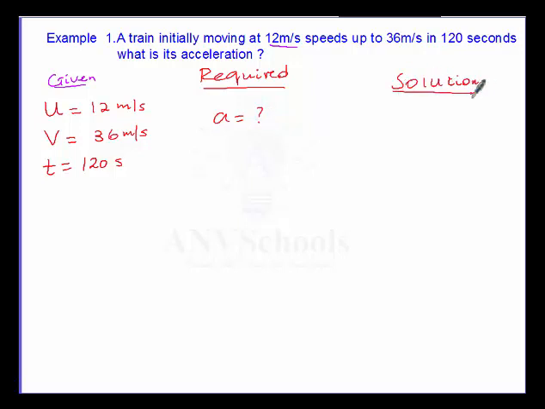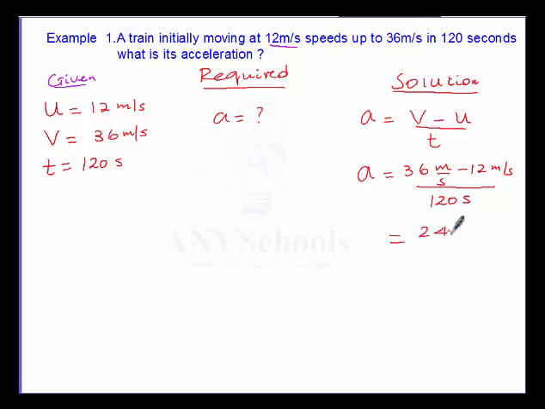We know that acceleration is defined as the difference between final minus initial speed divided by time. Acceleration is defined as the rate at which the velocity changes. So this is equal to the final velocity, 36 meters per second, minus 12 meters per second, divided by 120 seconds. 36 minus 12 is 24, so this is 24 meters per second divided by 120 seconds.